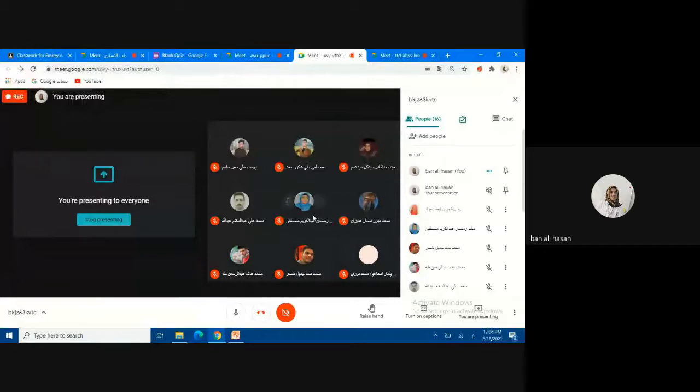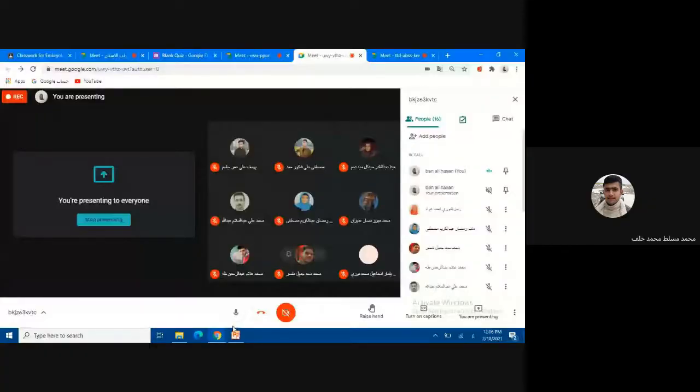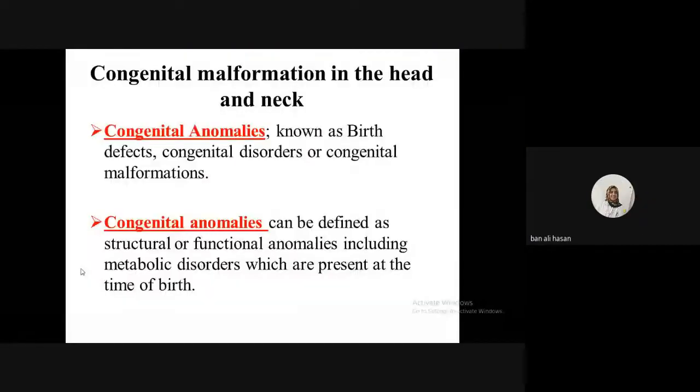بس أريد أعرف إن السلايد يوصلكم، يعني واضح لكم ولا لا؟ نبهوني إذا زحمة عليكم. وعليكم السلام ورحمة الله. دكتور، بس صوتك يقطع شوية. هسه واضح. تمام. السلايد واضح؟ واضح دكتور.